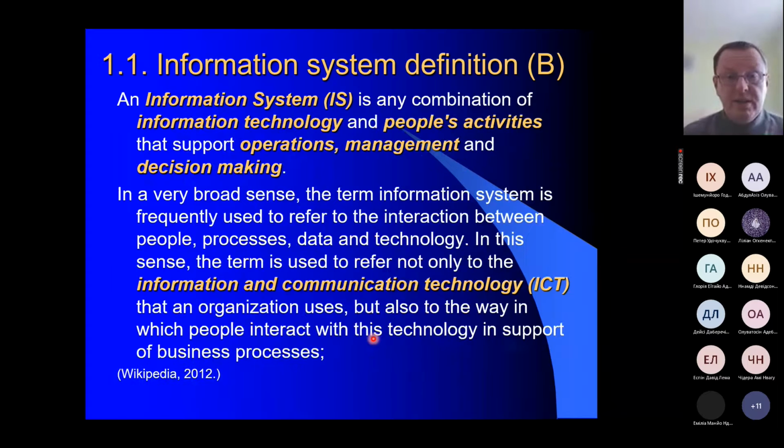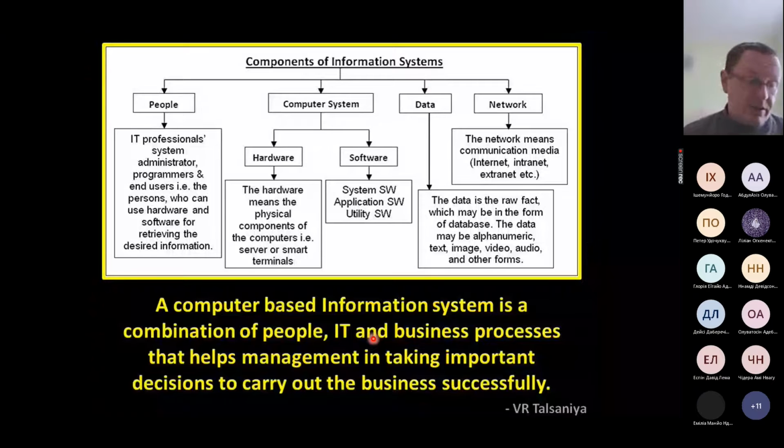Remember, looking at another definition, we can see an information system is a combination of information technologies and people's activities that support operation, management, and decision making. So here, with this pair of definitions, we can see how the aims and objectives of understanding what an information system is slightly shifted within just a few years. And we can find many more definitions even in modern books, but they all play around these components.